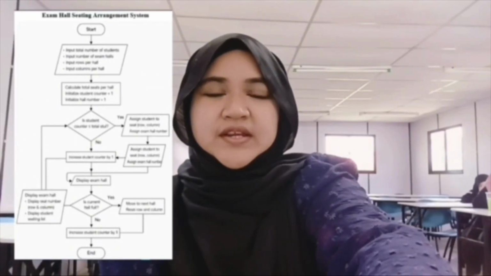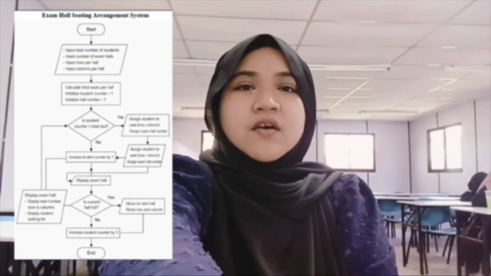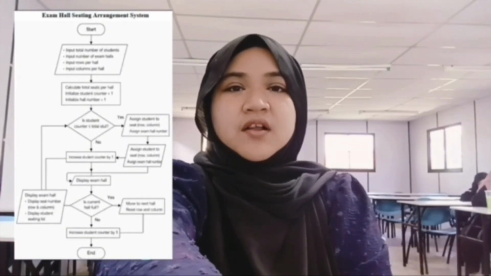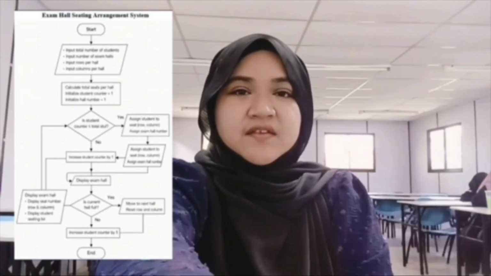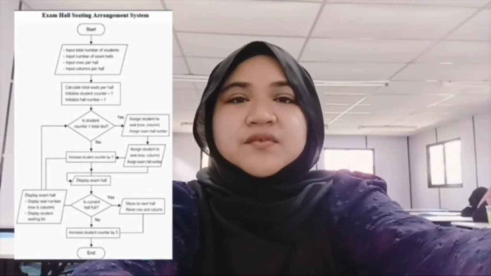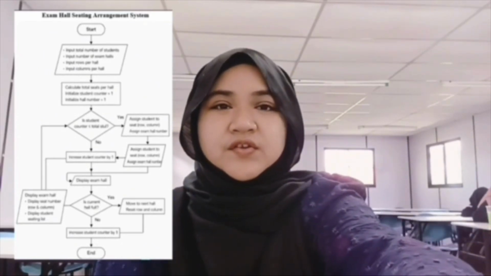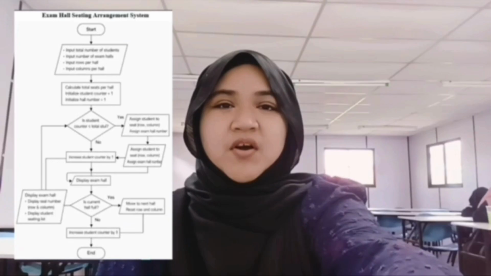The seventh one is decision. Is current hall full? The system checks if all seats in the current hall are occupied. If yes, move to the next exam hall and reset row and column numbers. If no, continue seating students in the same hall.